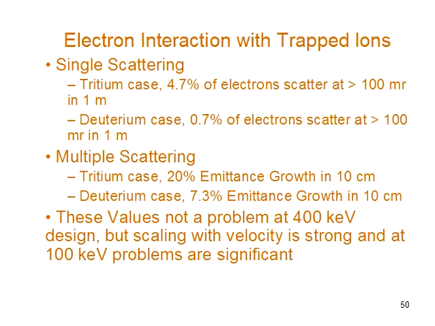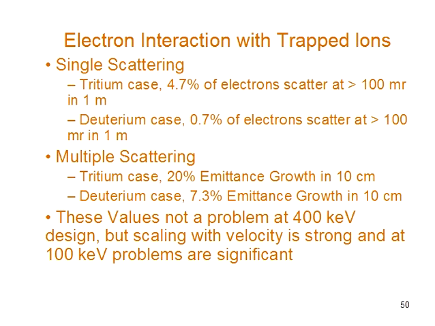Multiple scattering is also important, and in the tritium case, one would see a 20% emittance growth in 10 centimeters, while as for the deuterium case, 7.3% emittance growth is expected within a 10 centimeter distance. These values will not represent a problem at 400 kilovolts, but the scaling is very strong, and at 100 kilovolts the problems are significant. It's this effect that has caused the design to be done at 400 kilovolts.